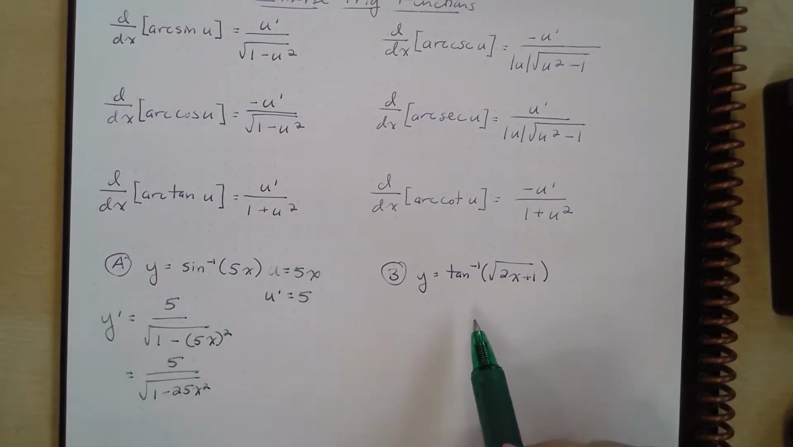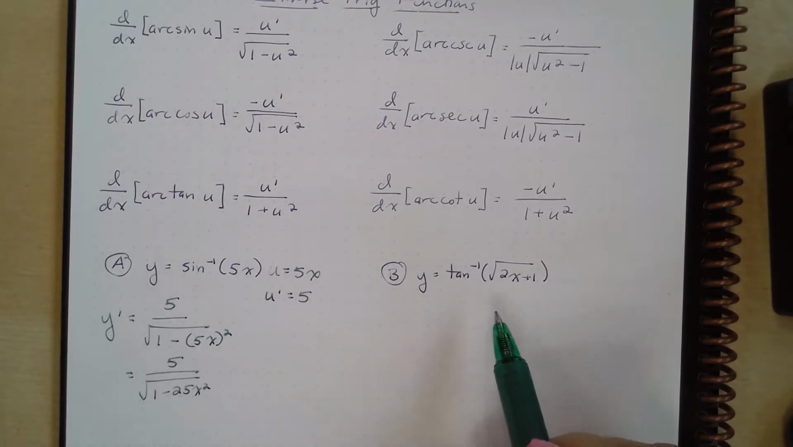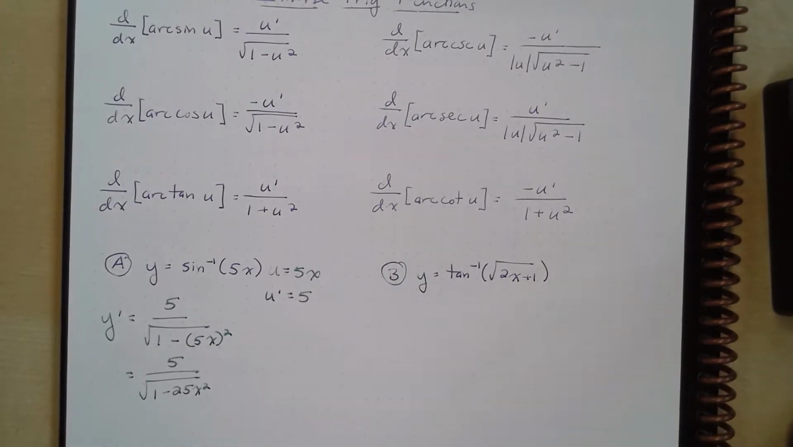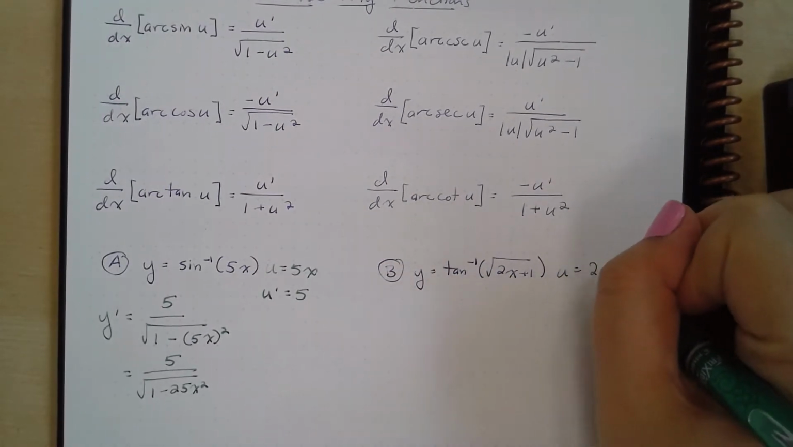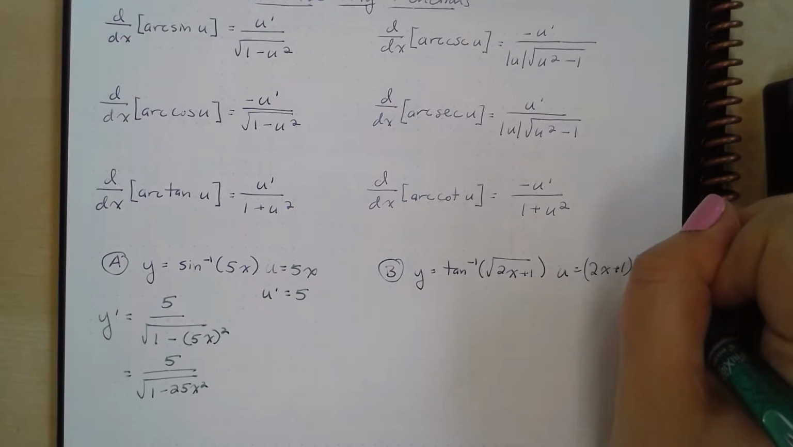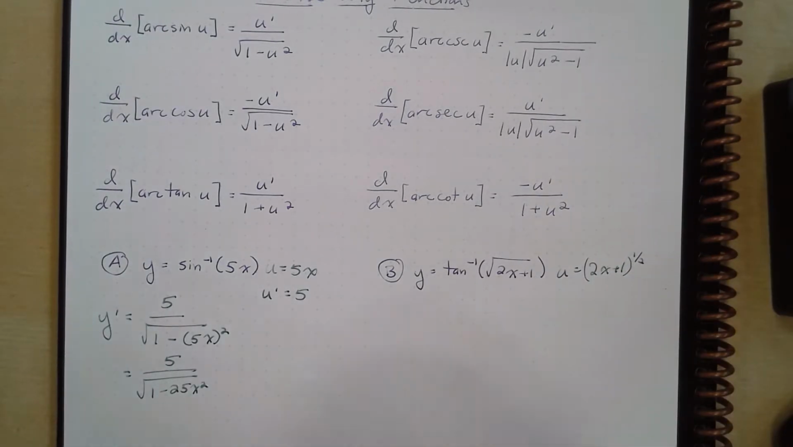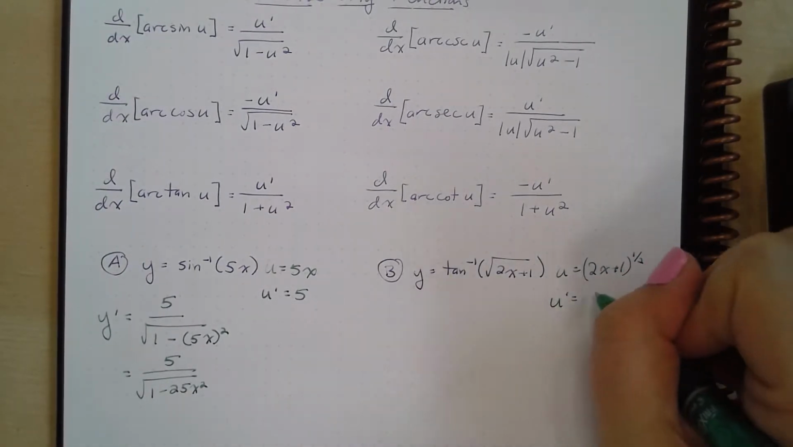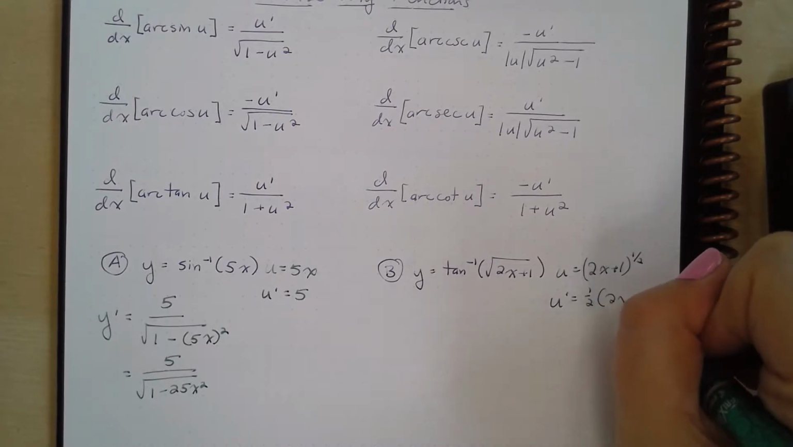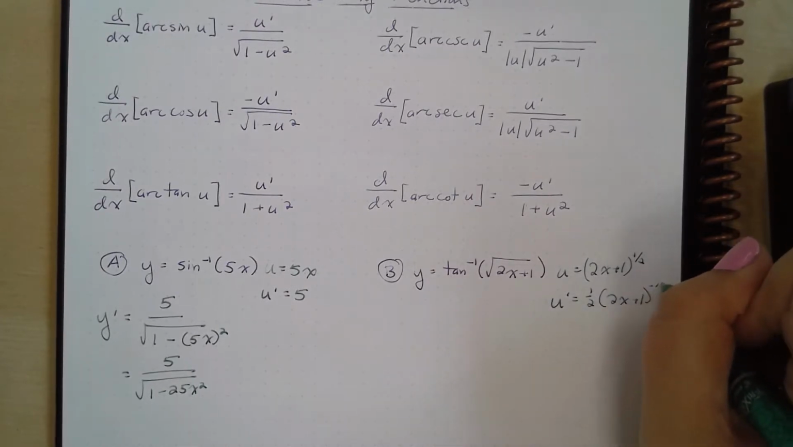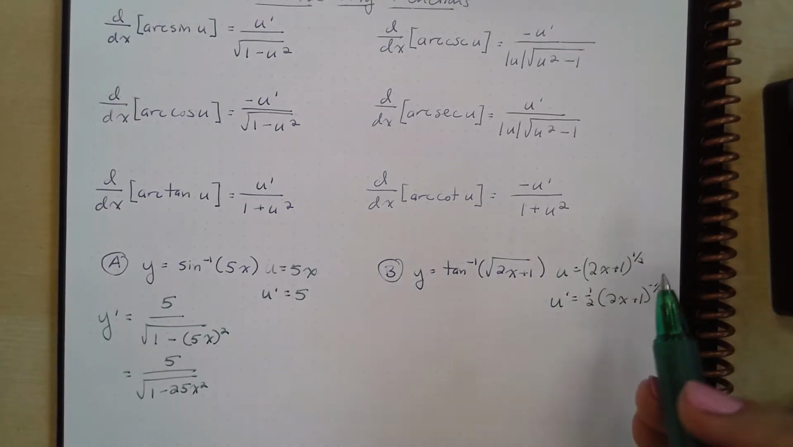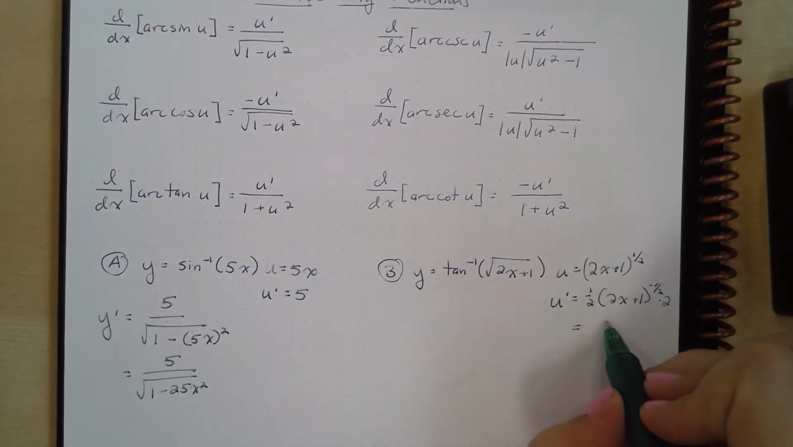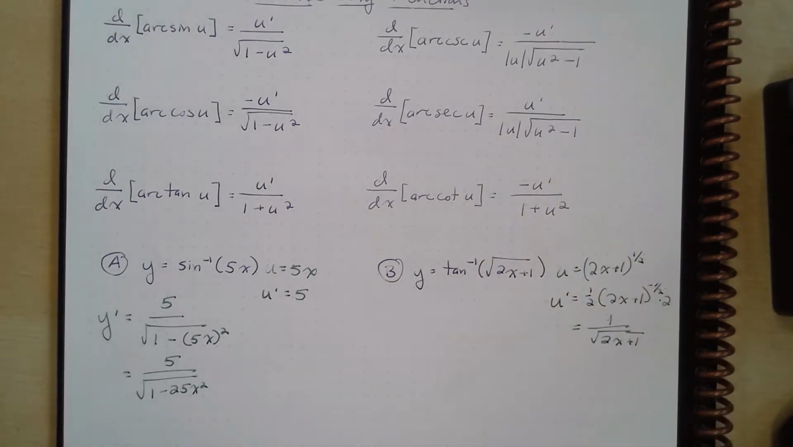Let's look at letter B here. Y equals tangent inverse of the square root of 2x plus 1. Well, in this situation, u is equal to 2x plus 1, and I'm going to write this as to the 1/2 power. So then u prime is equal to 1/2 times 2x plus 1 to the negative 1/2 times 2. Don't forget, you've got to take the derivative of what's inside there, right? So this is actually equal to 1 over the square root of 2x plus 1. Okay, that's my u prime.